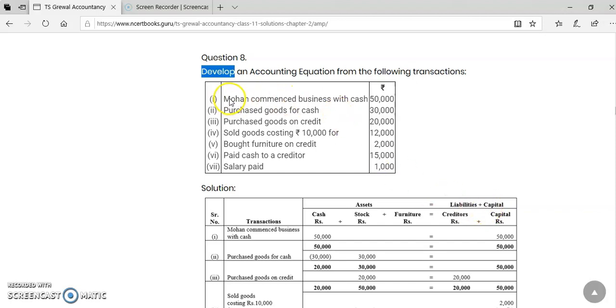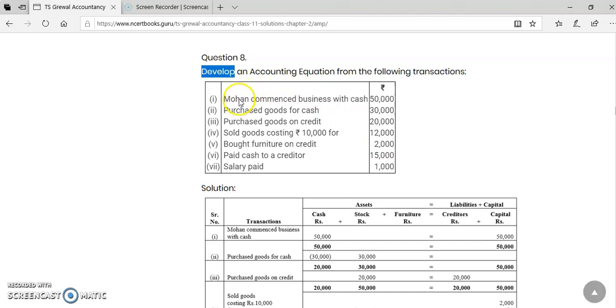Then I told you in the earlier video, this would be the format. First serial number, then transactions, then you can put assets. Now it doesn't mean that in the very first equation you are going to mention all the assets. No, firstly you have to see the first equation. Let's say I hide this stock, furniture, creditors and everything, just for the sake of understanding. I am showing you.